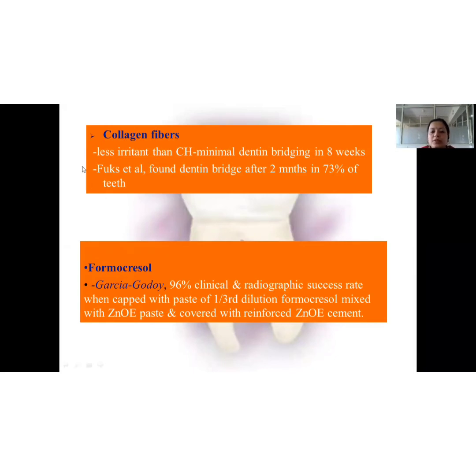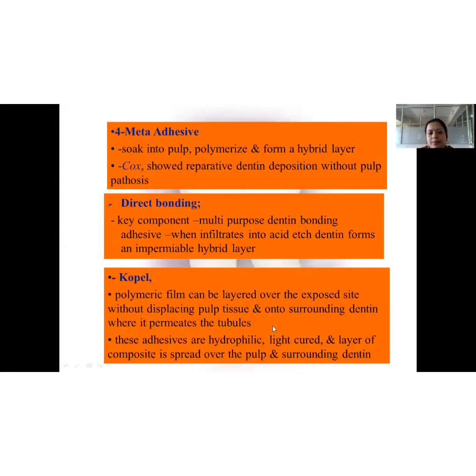Now the response to collagen fibers and calcium hydroxide: collagen fibers are less irritant than calcium hydroxide. Fuchs et al. found dentin bridge after 2 months. Formocresol can also be placed. A 96% clinical and radiographic success rate was seen when capped with a paste of one-third dilution formocresol mixed with zinc oxide paste and covered with a reinforced zinc oxide sheet.